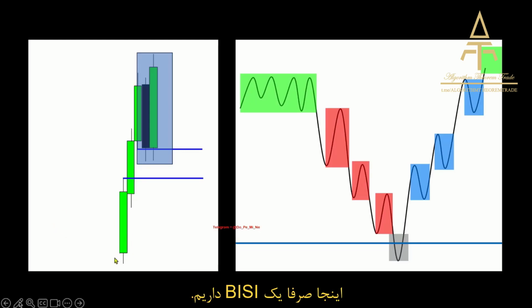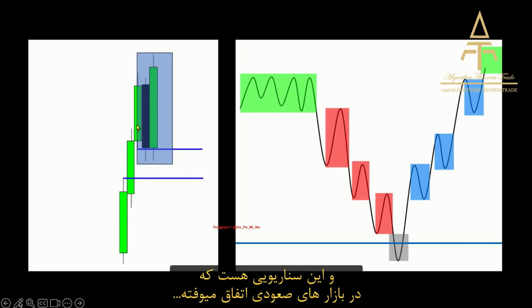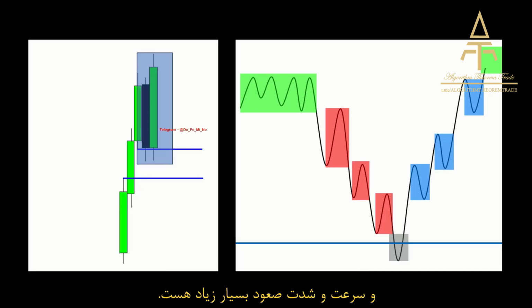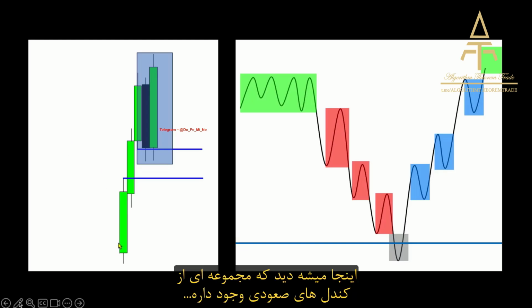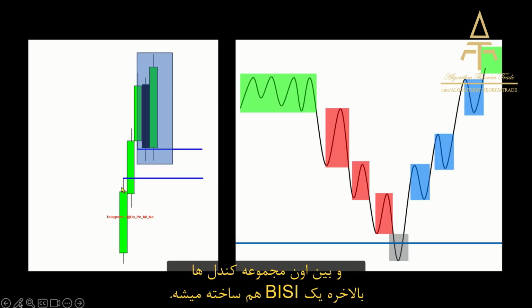This is purely a BC that got formed. And this is a scenario that you will notice unfolds in very bullish markets in which there's a lot of speed and velocity behind the markets, so that it's in a rush to get somewhere. What you will notice then is that there are a series of consecutive up-close candles, and between those consecutive up-close candles, there will be the creation of a BC.